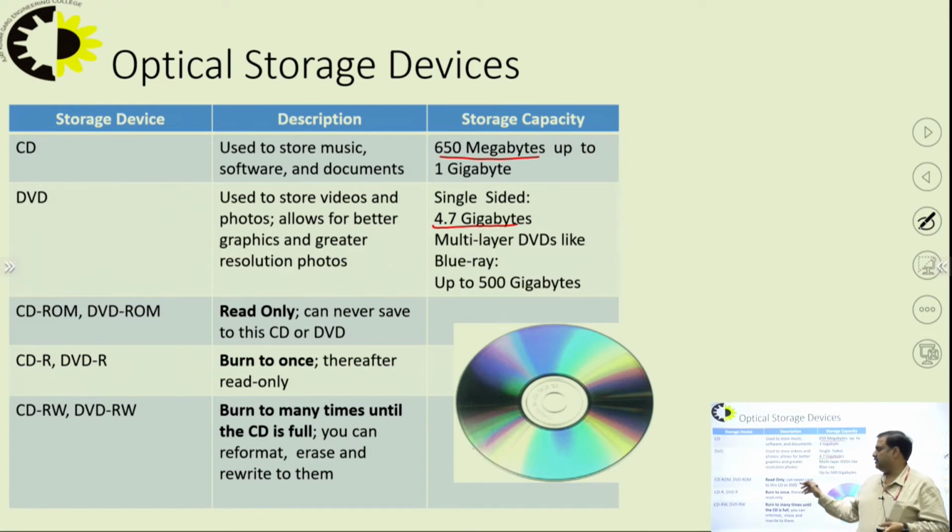CDs and DVDs can be read only, which we have already discussed. They can be burned too. Therefore, we can purchase the raw CD or DVD and we can write data once. That means we have a facility of storing data only once. Next time you can read only, you cannot change the data. Some can be burned many times until the CD is full. So another combination is you can store a small amount of data until the CD is full. Once the CD is full, you cannot rewrite anything.